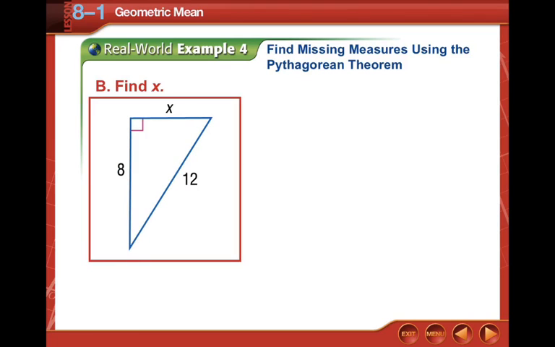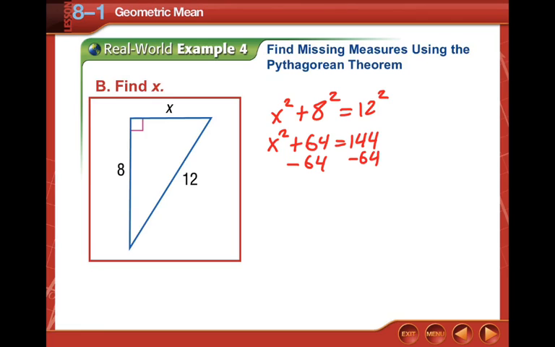Here's our next one. This one's not the hypotenuse. We're now looking for one of our legs. So let's find our leg we're missing. So x squared plus the leg we do have, 8 squared, is equal to 12 squared. So what I like to do is go ahead and square things and then subtract. So x squared stays x squared, 8 squared is 64, and 12 squared is 144. We're going to subtract 64 from both sides.